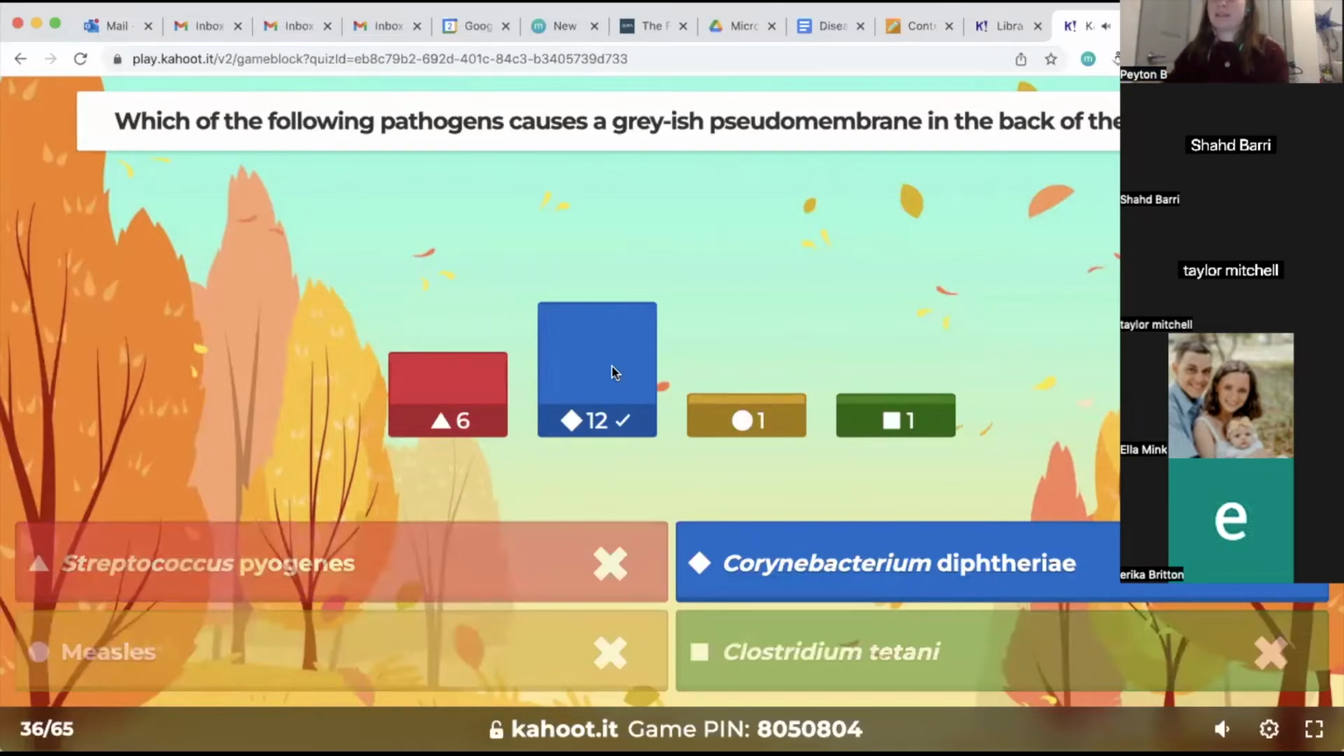Bacterium diphtheria, yes. So diphtheria causes a grayish pseudomembrane. That's how you see it. It's very easy to tell. It's very distinct, and it is Corynebacterium diphtheriae.